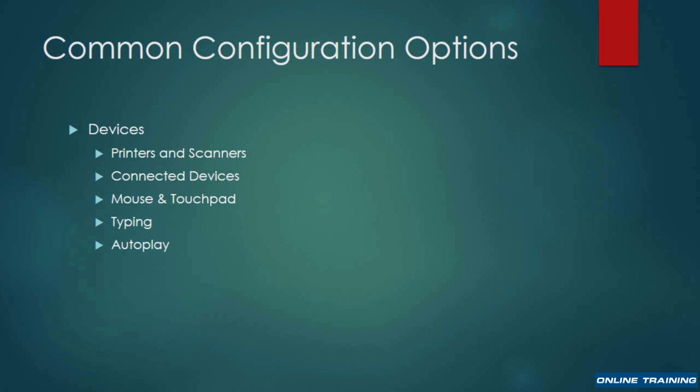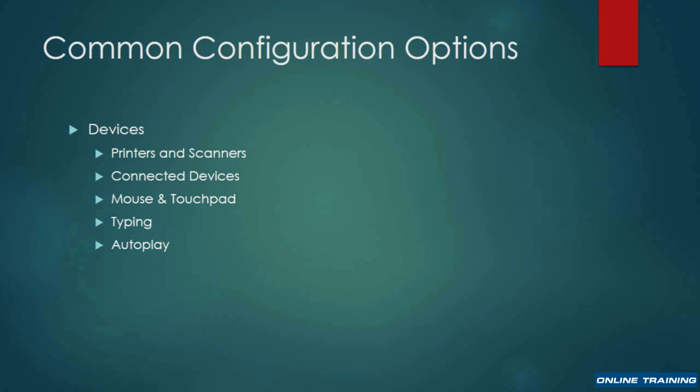The next section is the Devices section. This is where we would go to view printers and scanners that were installed. You can also install a printer or scanner this way. You can just connect a device, which if it's a USB device, will show up under Connected Devices. Anything connected via Bluetooth or Wi-Fi would also show up in this area. So USB, Bluetooth, Wi-Fi, they're all going to show up as connected devices. If you had a projector, it would show up as a connected device here. We had the mouse and touchpad settings, which is pretty straightforward.